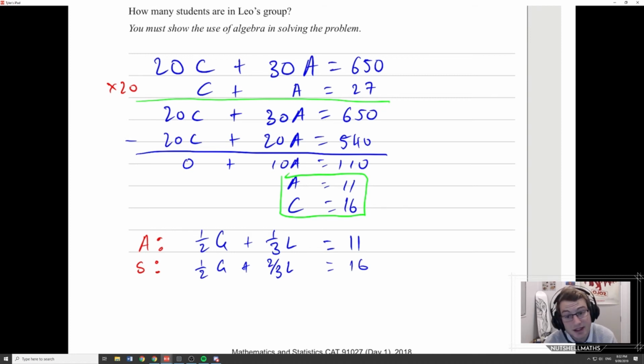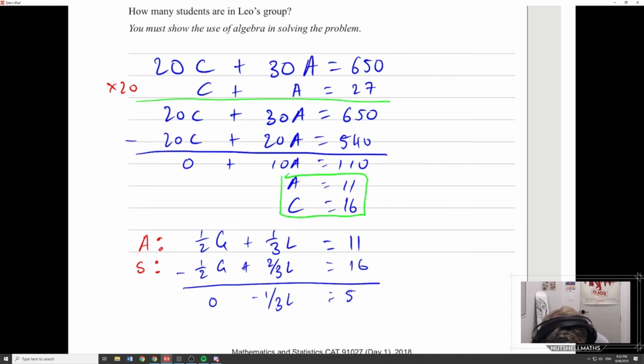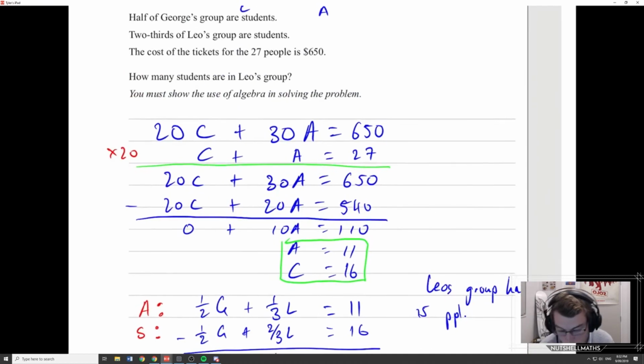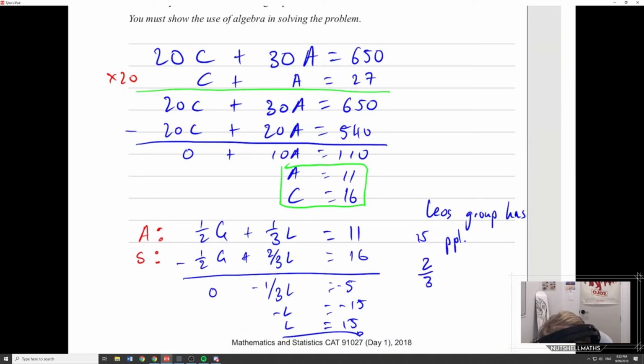Now another set of simultaneous equations, exact same process. We're going to subtract and eliminate. This will be 0. A third minus 2/3 makes minus 1/3. 11 minus 16 makes minus 5. Which means minus L is minus 15. L equals 15, which is the number of people in Leo's group. Leo's group has 15 people. Now, if 2/3 of Leo's group are students, therefore 2/3 of 15 is 10. 10 students.